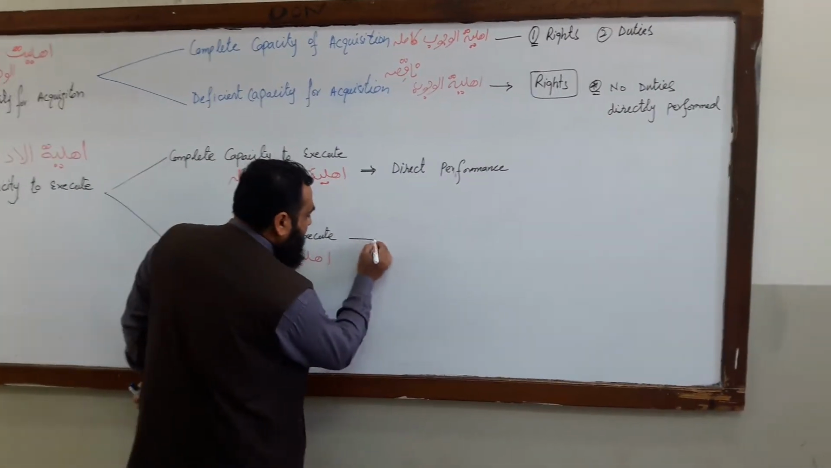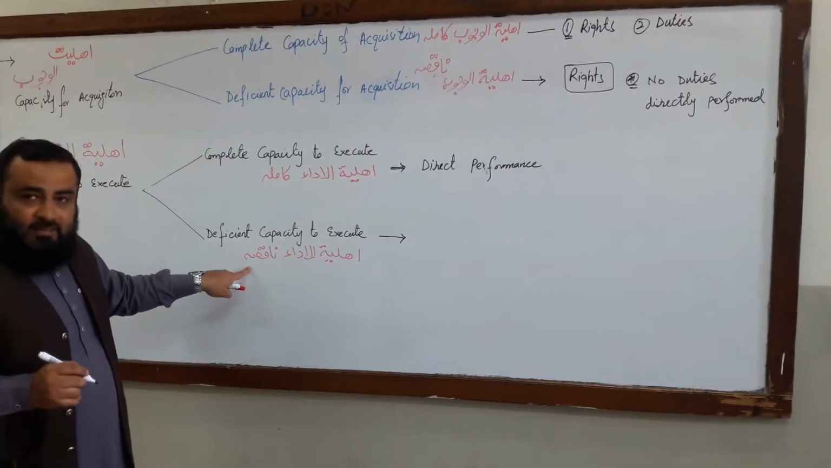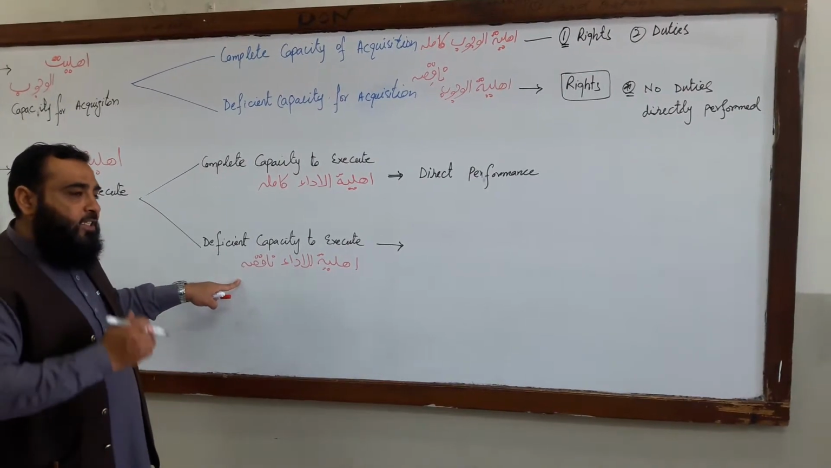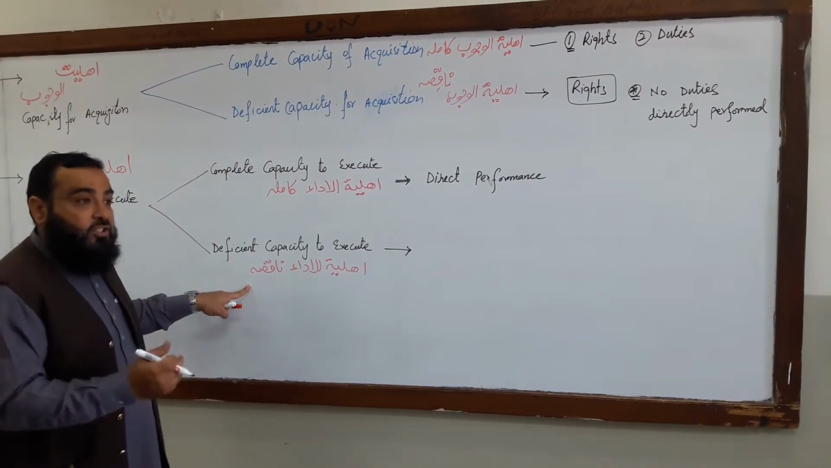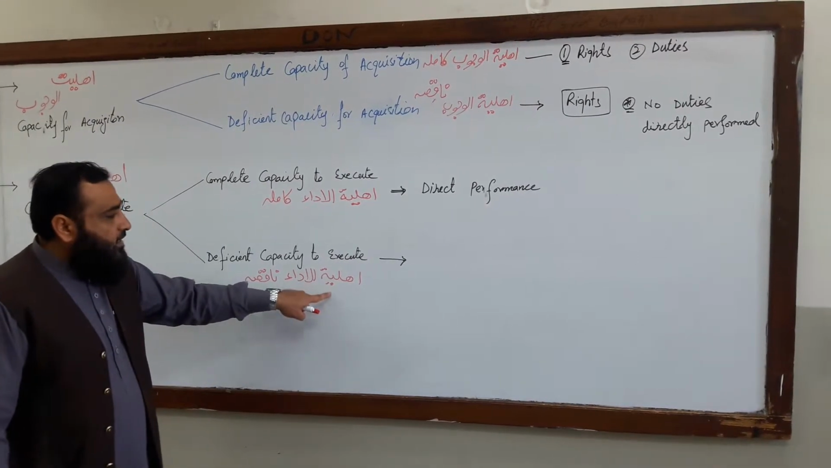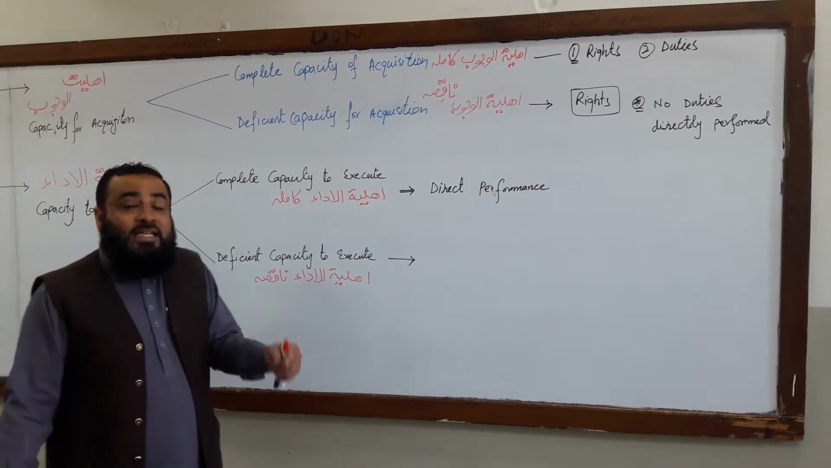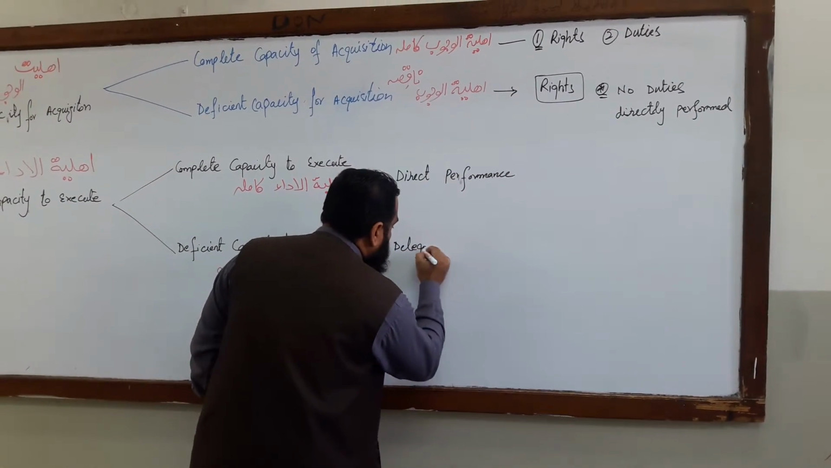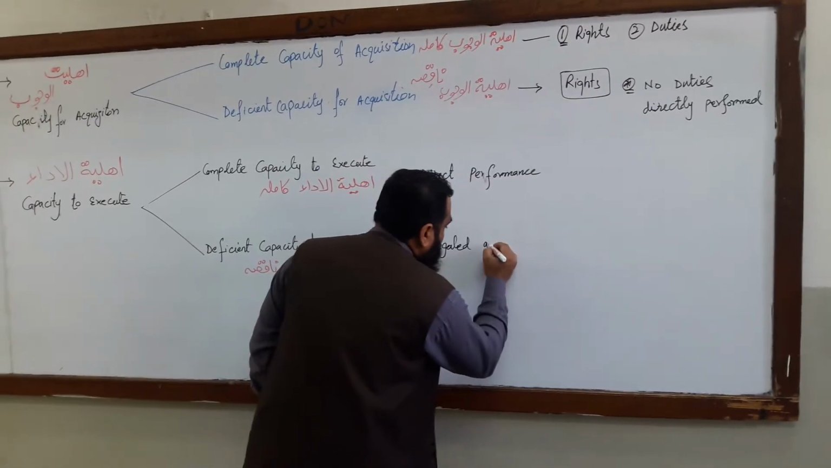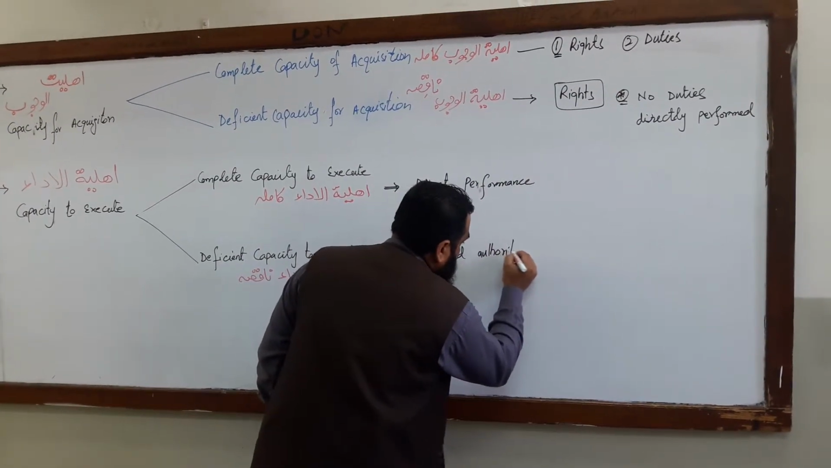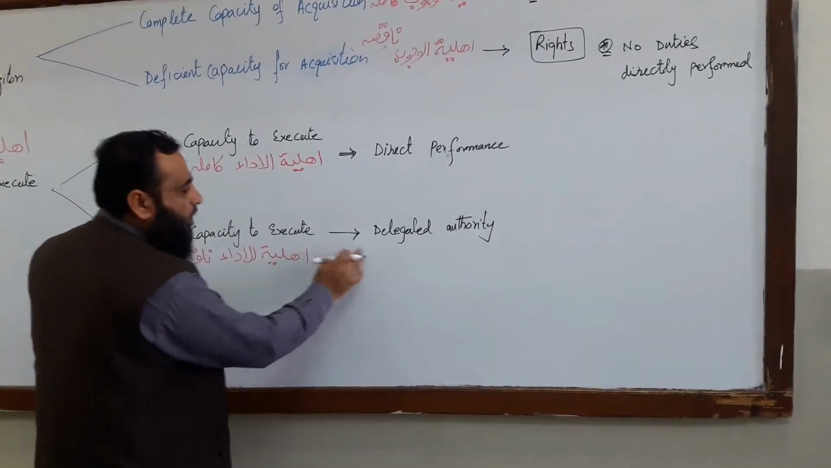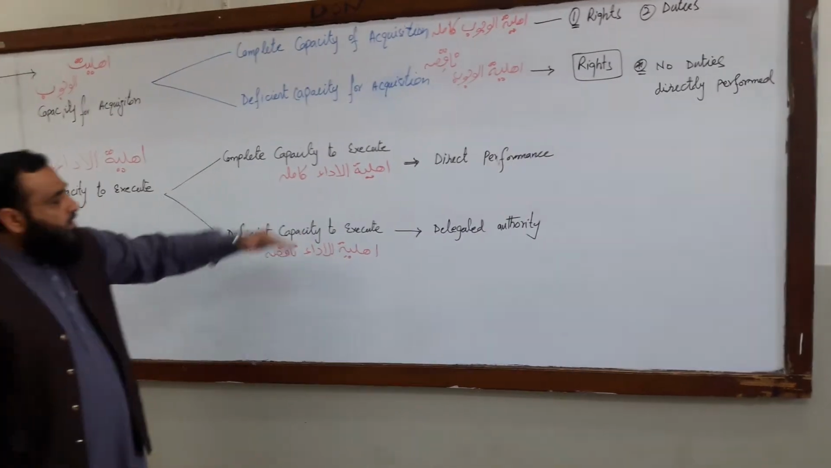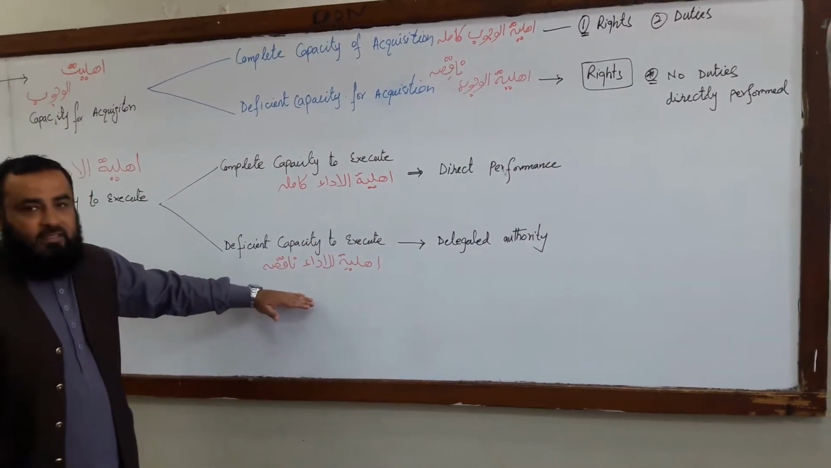But in اهلیت الاداء ناقصة, in the deficient way, the person is not eligible to perform his duties or his actions directly. So then he performs his duties indirectly through delegated authority. So here the performance is through delegated authority. So this is the difference between اهليت الاداء كاملة and اهليت الاداء ناقصة.